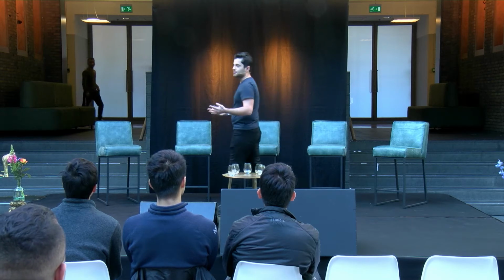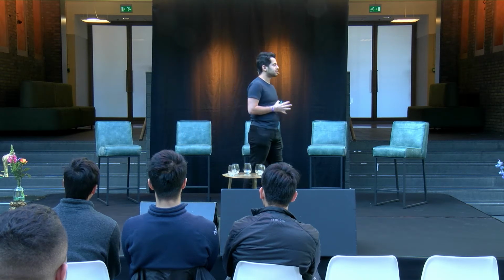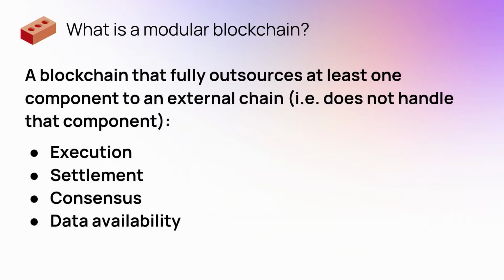Now, having listed all of the main components of a modular blockchain stack, how do we define what a modular blockchain is? I define a modular blockchain as a blockchain that fully outsources at least one of the four components, i.e., it does not handle that component. For example, Solana wouldn't be a modular blockchain if you just added rollups to Solana, because Solana's L1 still has a smart contract environment, and its validators are doing data availability, consensus, and execution. They're not specialized in a specific task, and therefore it's not modular.